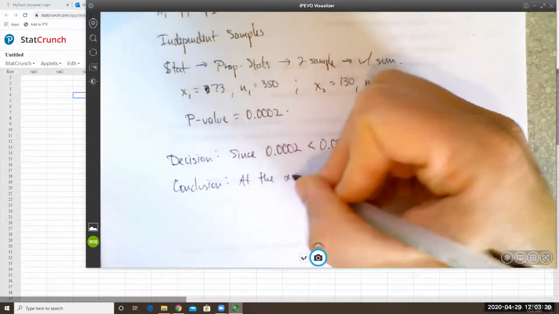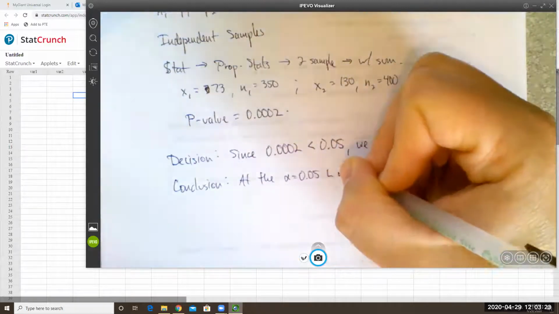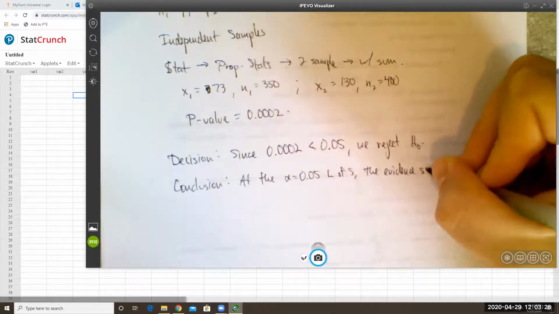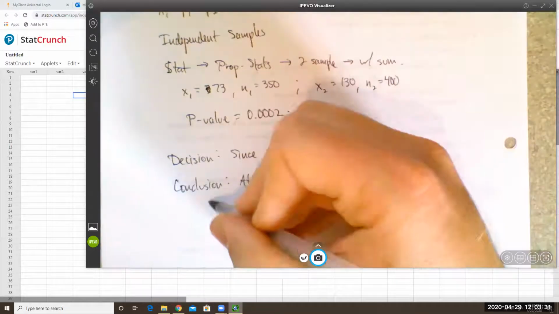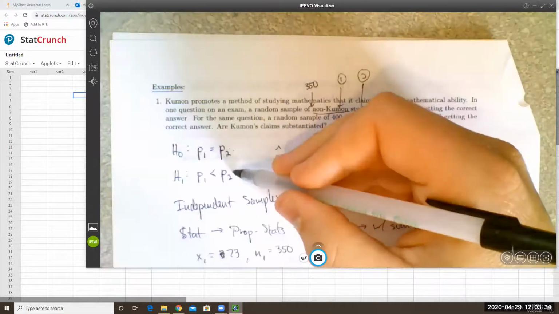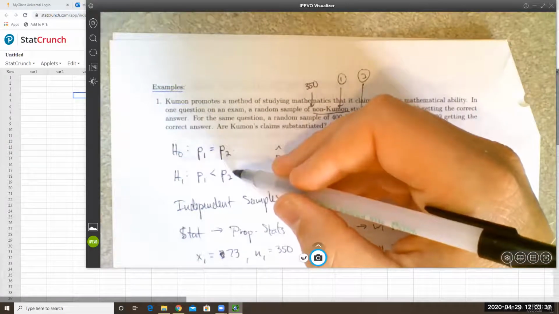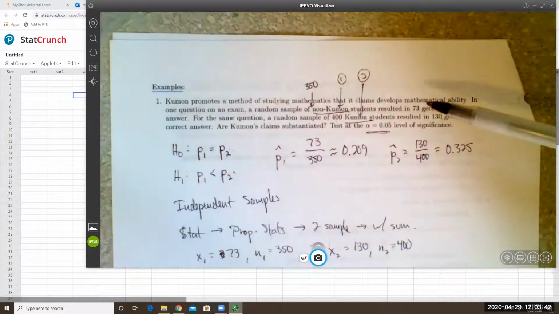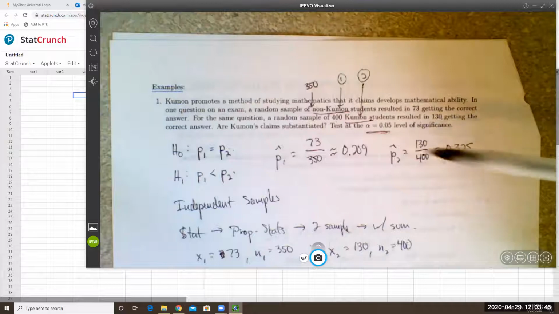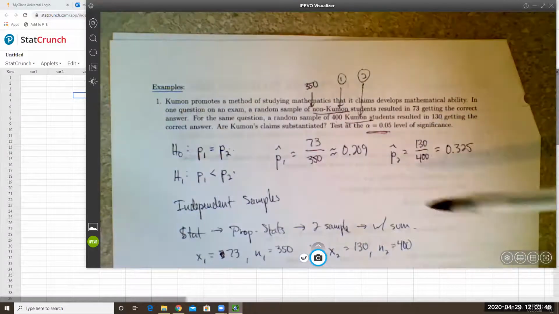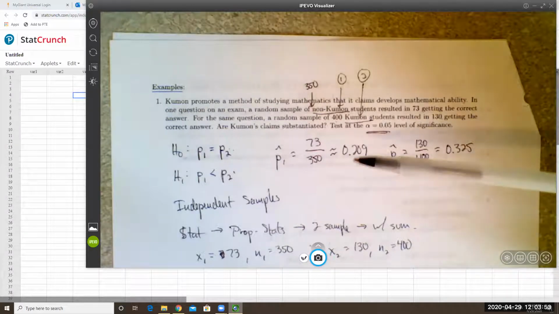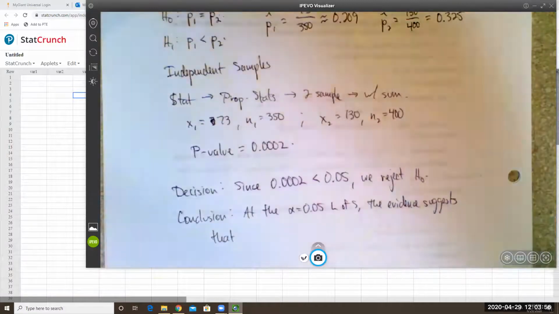So at the 0.05 level of significance, the evidence suggests that Kumon's claims are substantiated. That P1 is less than P2. That the proportion of Kumon students who got the correct answer is greater than the proportion of non-Kumon students who got the correct answer. You could say any of those things. Probably the fastest, easiest way to say it would be something like, the evidence suggests that Kumon does indeed develop mathematical ability.